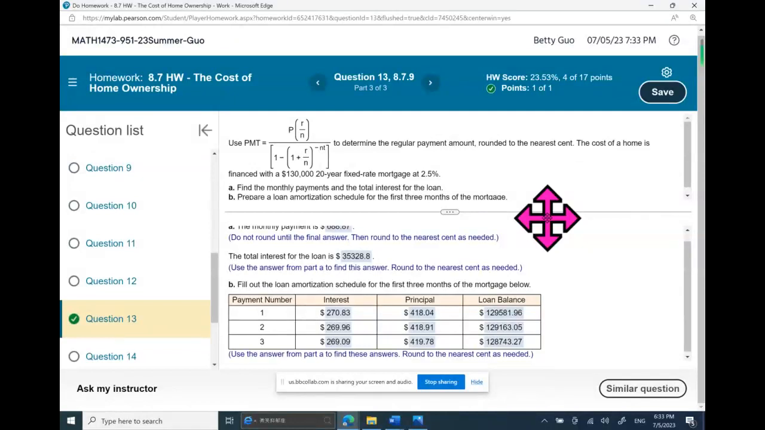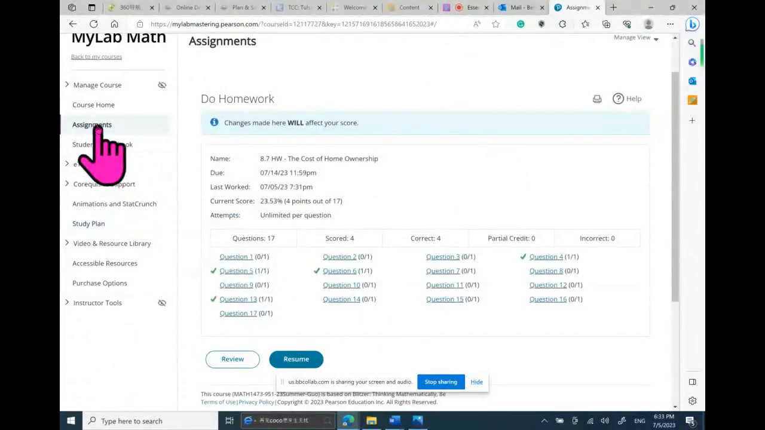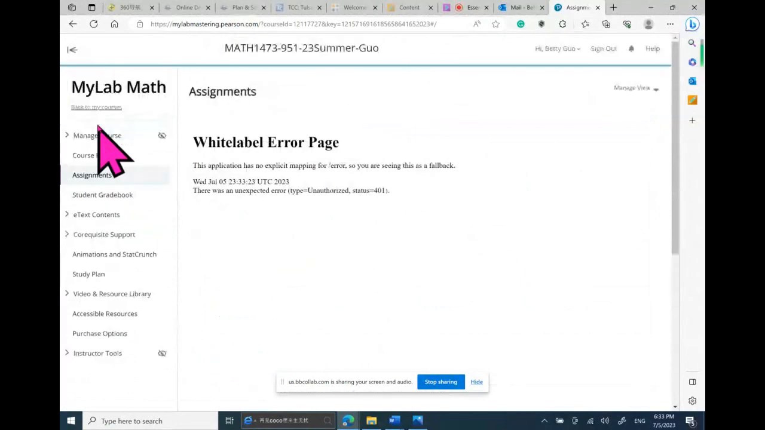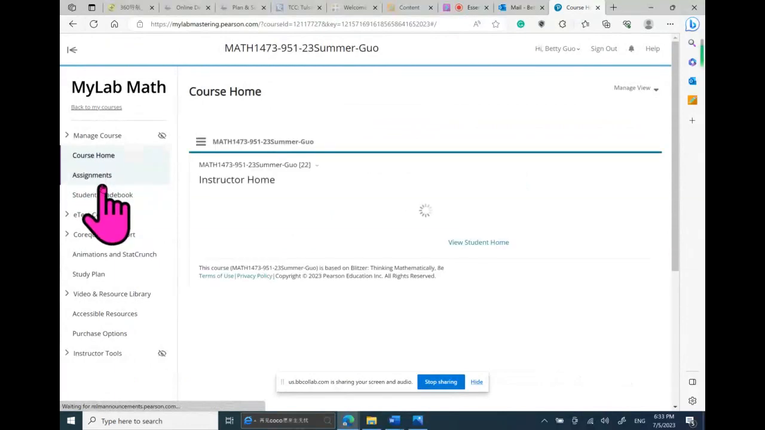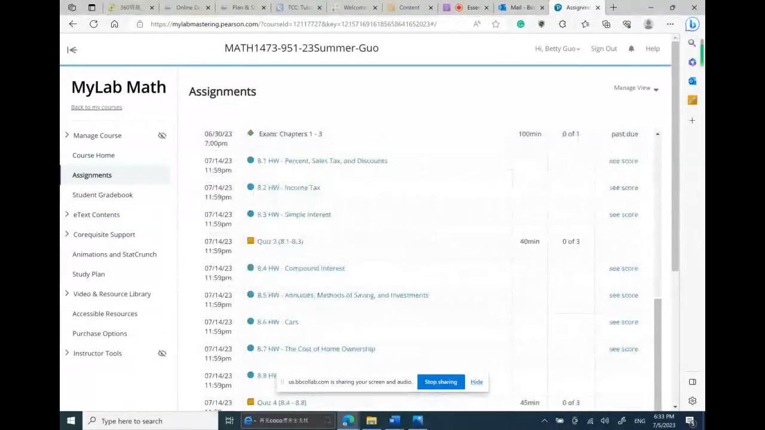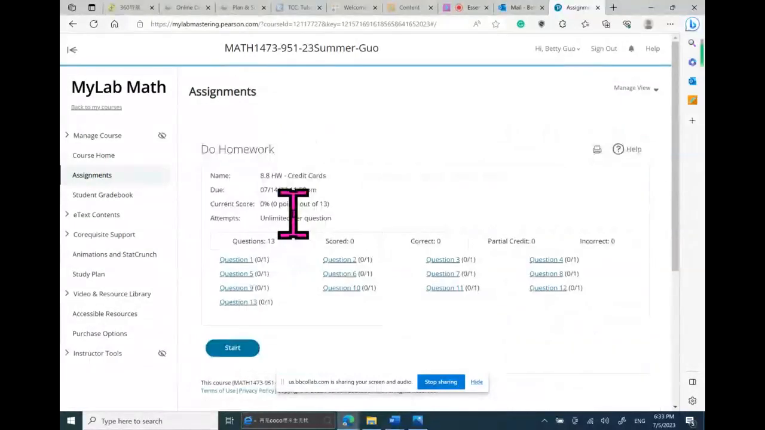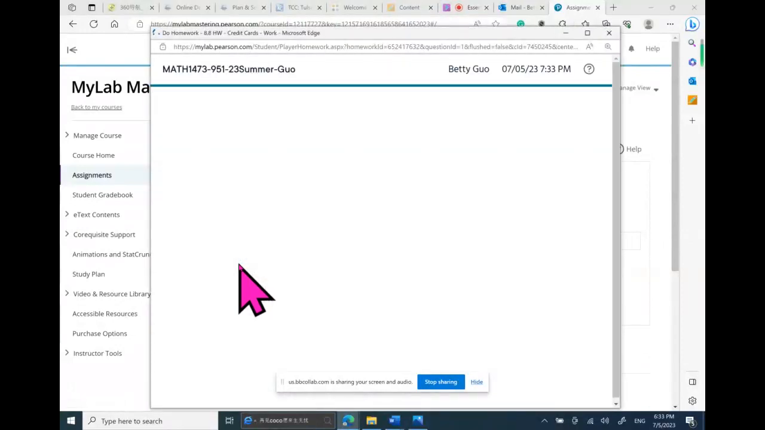Let's move to the next section, credit card. What do you think? Yes, please. Let me close this one. We can go to the next section. Credit card is going to be the last section of this chapter. And our test is going to be next Monday, so you should start to prepare for the review. Let's get started. Credit card.